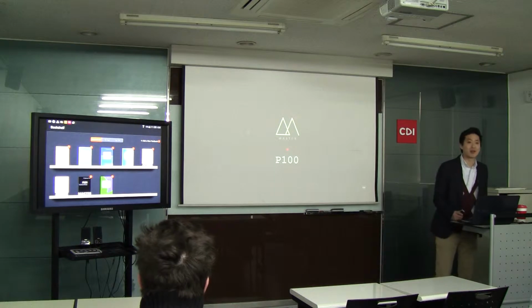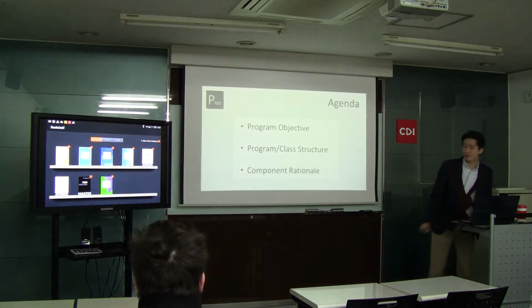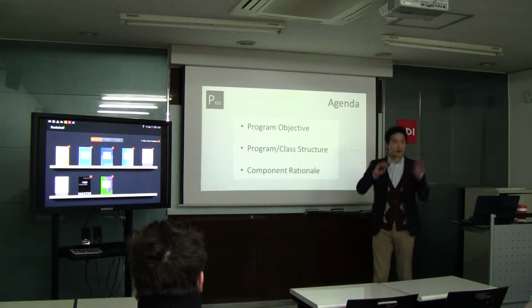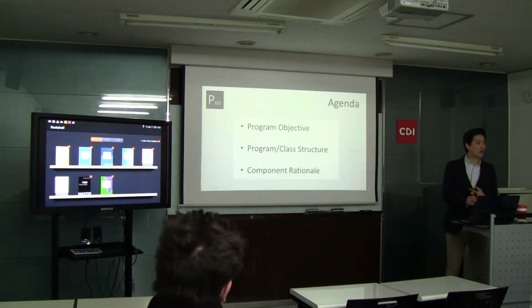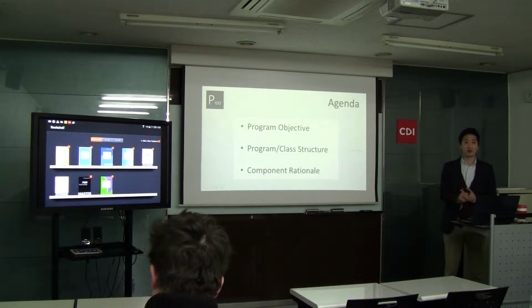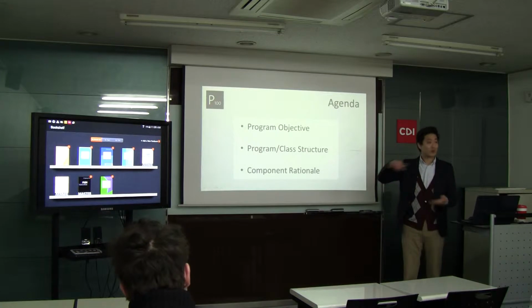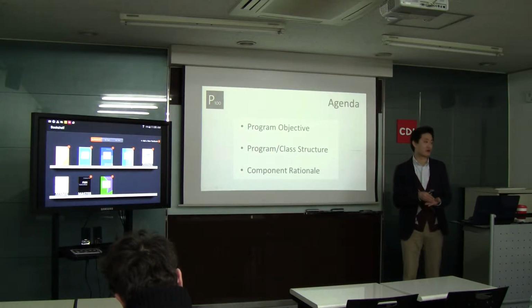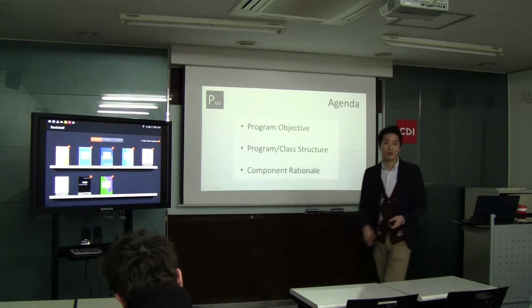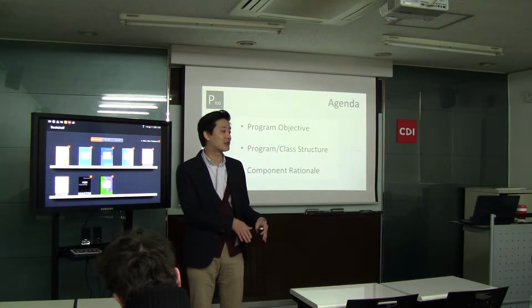Now today I'm going to go in depth into P104, one of the newly launching perspective programs. Before I go through that, I'm going to go through 3 things today: program objective, then general program structure, and then go into P104, the class structure. Last but not least, I'm going to go through the book and show you the component rationale for each and every one of those. So what I recommend is, while we're going through this, you should all have the P100 segment guides in front of you.